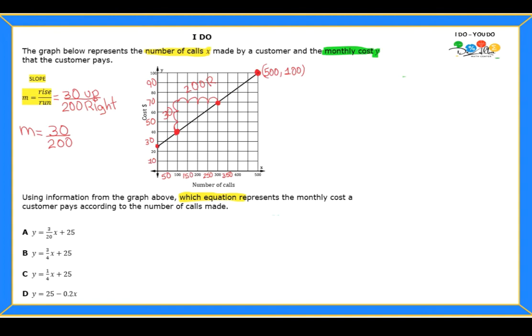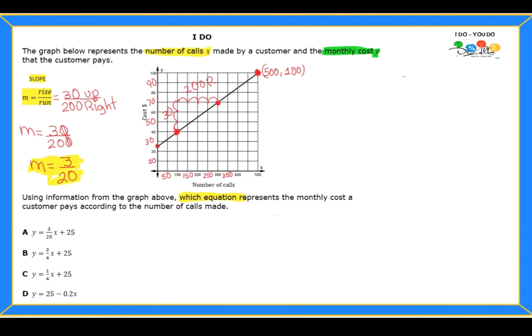I can divide both of them by 10, which basically means that I can cross out one of the zeros from the numerator and one from the denominator. That's what it means to divide by 10. And I will get 3 over 20. Okay, and that will be my slope.